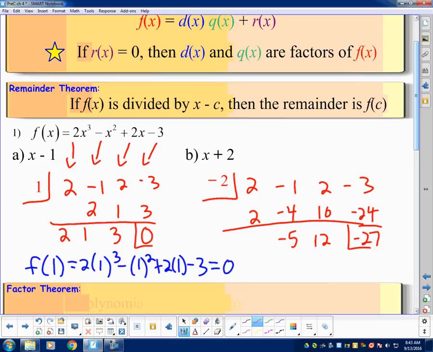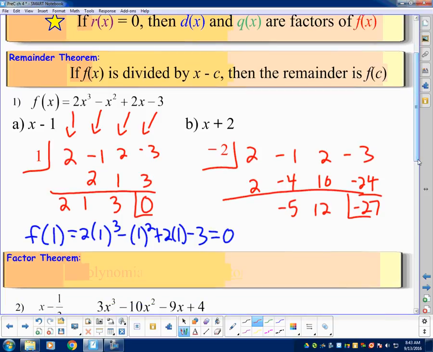So what does that mean about x plus 2? Not a factor. And if I were to go f of -2, what should I get by the remainder theorem? You should get -27. Verify it. Yeah, it does equal negative 27.